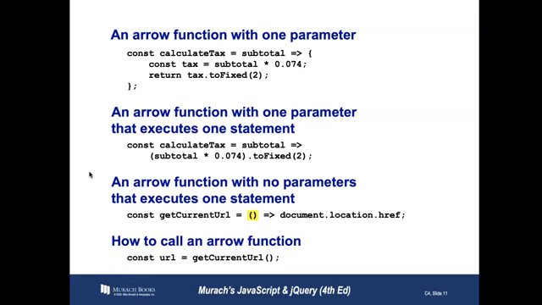Now, an arrow function with no parameters that executes one statement would just be the empty parentheses. You can't just leave it empty in the middle. You have to put either one parameter, two parameters with parentheses, or empty parentheses. And in this case, we can call that function by using const URL equals getCurrentURL with the empty parentheses, which is the same as the function call we used prior in the ECMA 2015 and before that.